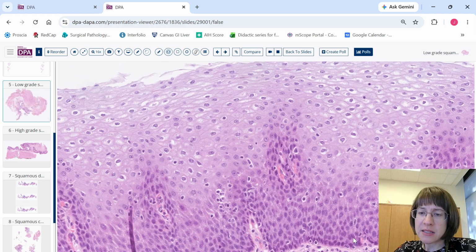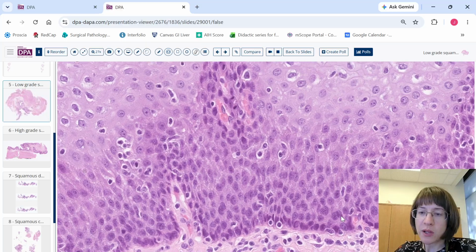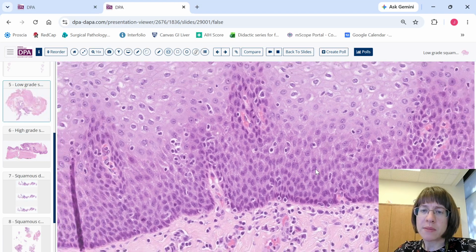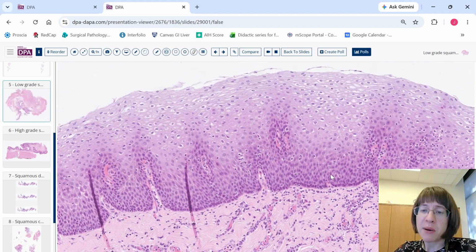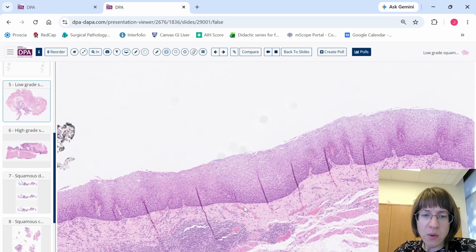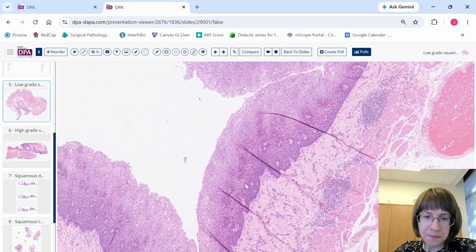The other thing I see is that these nuclei are a little less well oriented than normal. So I start to see that they're kind of overlapping each other. They're also starting to be different sizes and shapes. So this is an example of low-grade squamous dysplasia. It is limited to maybe the bottom quarter in this case, so it's definitely below half of the epithelium that's involved. Going to continue going along here. I believe there were some other areas that were a little more striking.